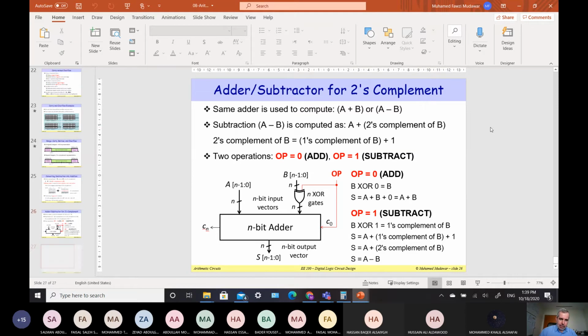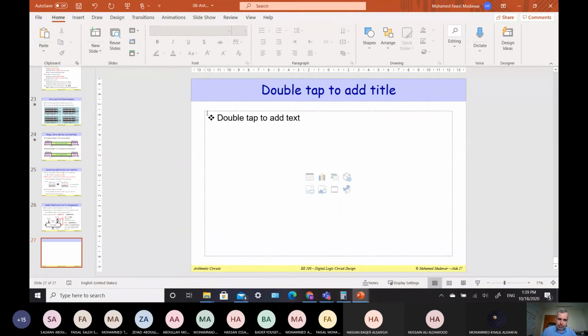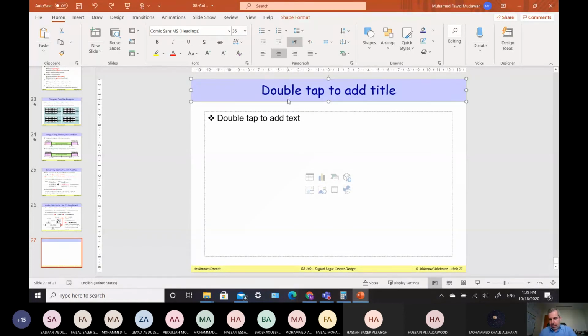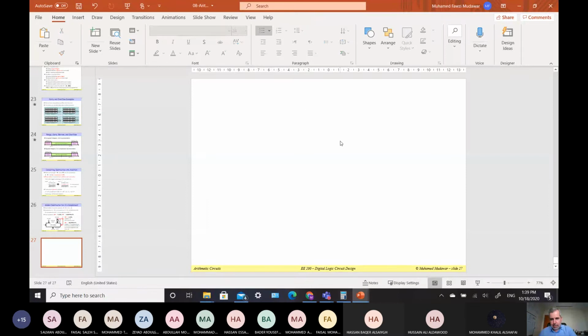I'm going to create a new slide here. Let me just erase this and erase this. This is an empty slide. Okay, can you see this empty slide? And let me use my pen tool. I'm going to write here a 4-bit number: 1 0 1 0. Now, if this number was unsigned, what will be its decimal value?